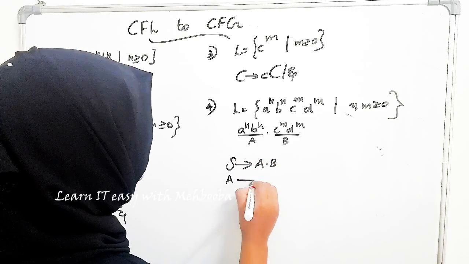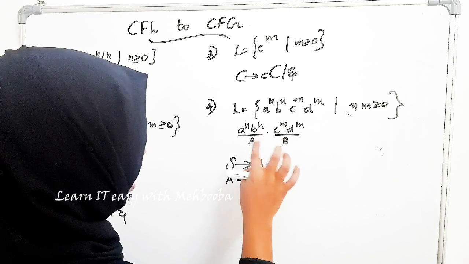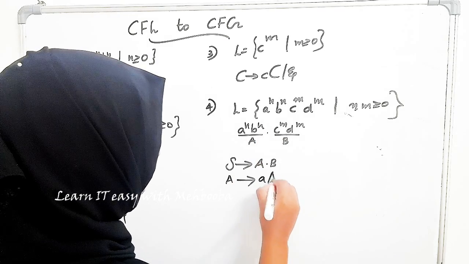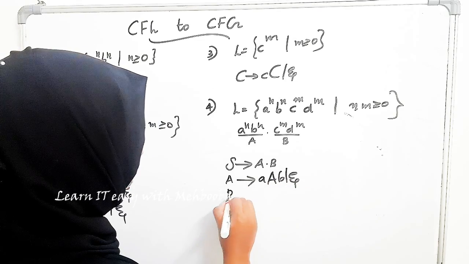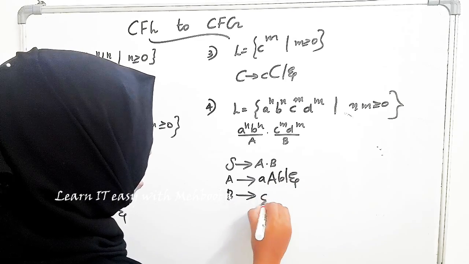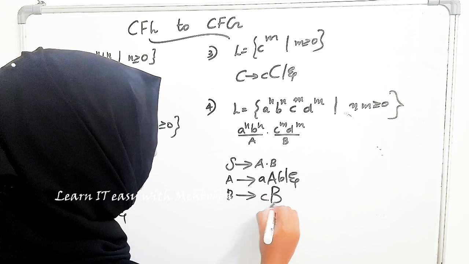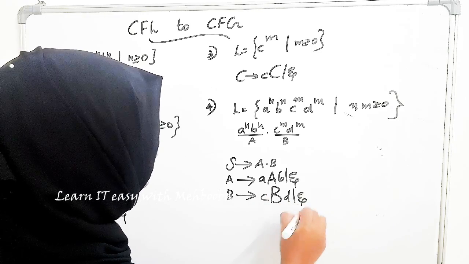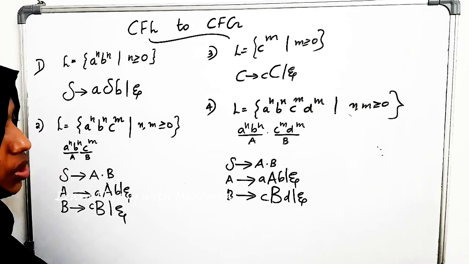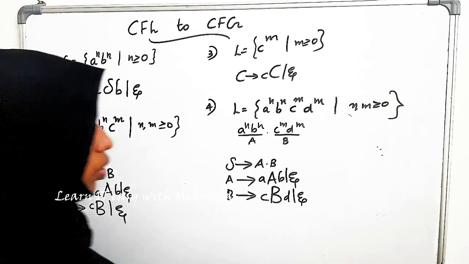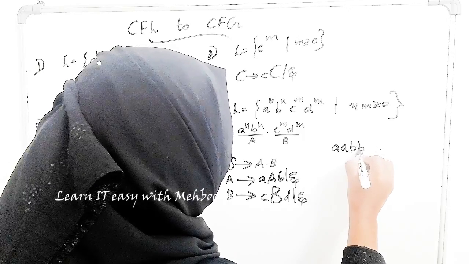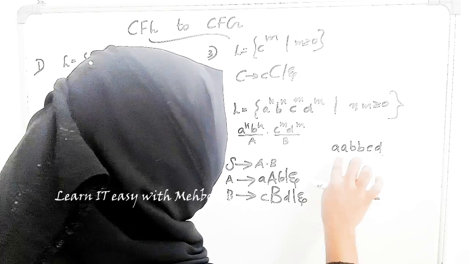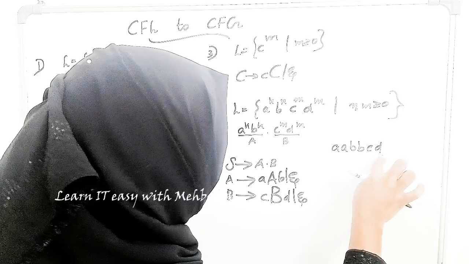And you know that for A, what you need is A raised to N, B raised to N. So A, B, we are really familiar with that, or epsilon. Now for B, you know that it is C, B, D or epsilon. You are familiar with this also. So when you concatenate this, you will always get the correct answer. For example, A raised to N, B raised to N, C raised to M, D raised to M.